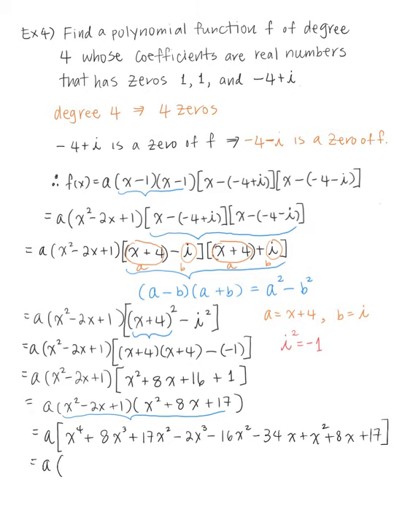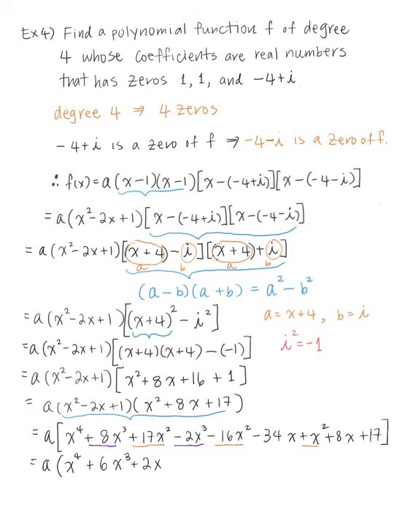So let's go with x to the 4th. x to the 4th is all by itself. Now let's go with x cubed. We got an 8x cubed, and then what else? -2x cubed. Anything else? Oh no, so that will give us plus 6x cubed. Now let's go with x squared. We got a 17x squared minus 16x squared and then plus x squared. So that will be plus 2x squared.